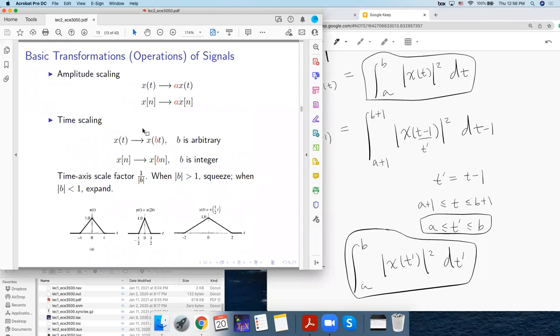Yeah, so now we'll talk about some basic transformations or operations of signals. This includes scaling in the amplitude or in the time domain. We have seen this in the previous slide. The amplitude scaling is a very simple operation. We basically multiply the signal x(t) by any complex number a. This can be a continuous time signal or a discrete time signal; we can always do this amplitude scaling operation. Here a is a complex number. You can always modulate a signal by multiplying it by a complex number. And we have seen that this will change the energy of the signal. Basically, the energy will be scaled by the magnitude of a to the power of 2.